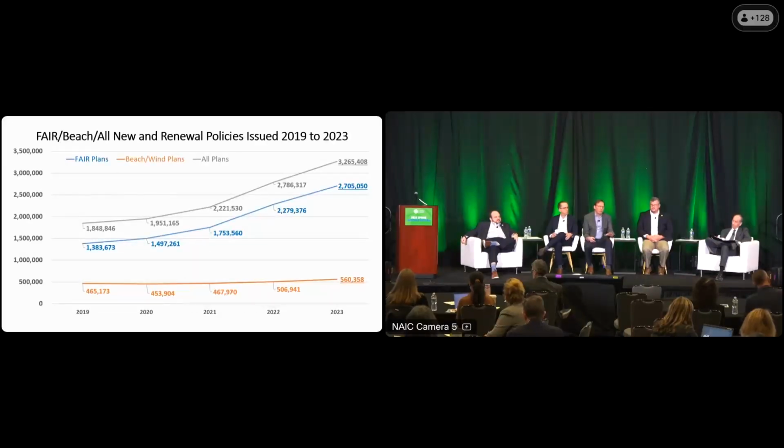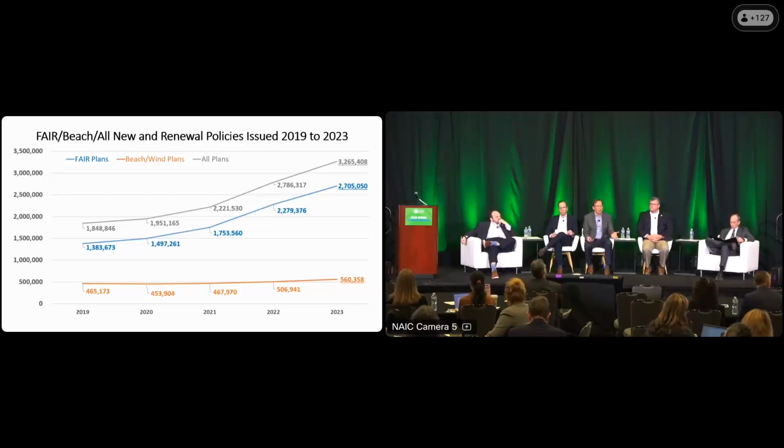So we're starting off with the last 5 years, and the slide you see before you is policies issued over the course of the past 5 years. And we're starting off with about 1.8 million policies in 2019, and by 2023, we're up to about 3.3 million. And this is far and away the largest number of policies that have been issued by the plans on an annual basis. We are in the process of collecting and compiling the 2024 data. We expect that policy count to probably be neutral or maybe even go down a little bit.